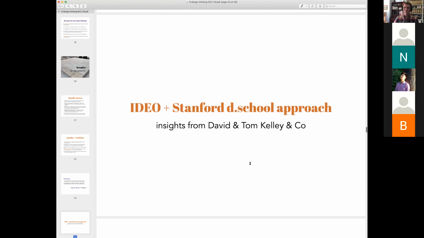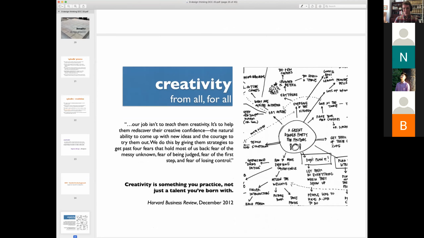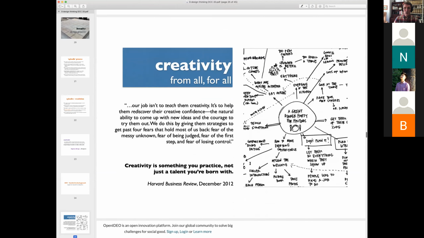So a bit on IDEO and the Stanford approach from the two of them. I really want you to work through this yourself, because the material is so easily accessible, and you can download the full 90-page interface. But really importantly, they emphasize creativity from all, for all.